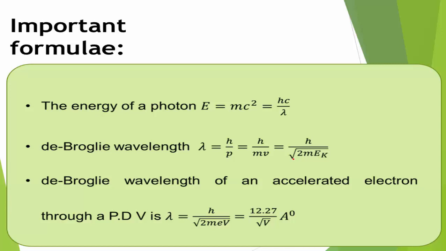The de Broglie wavelength, in terms of an electron accelerated through a potential difference of v, is lambda is equal to h divided by root of 2m into e into v. You get this equation here, so that the de Broglie wavelength of an accelerated electron through a potential difference of v, you know the standard value, that is 12.27 divided by root v angstrom.